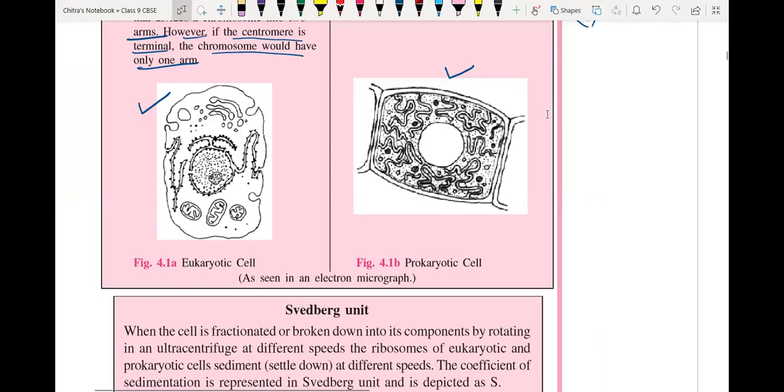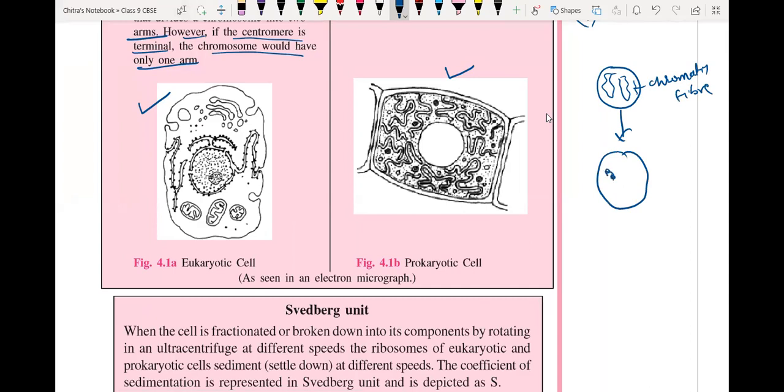See, chromosomes are formed only during the time of cell division. Suppose I'm just drawing a nucleus here. In the nucleus, we have a fiber-like structure which is called chromatin fiber. During cell division, that chromatin fiber, which is nothing but DNA, starts condensation, and it appears like this. This is called a chromosome, and it forms during the time of cell division.